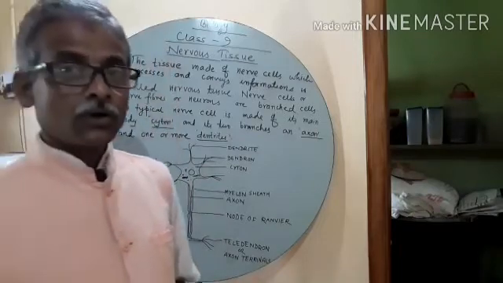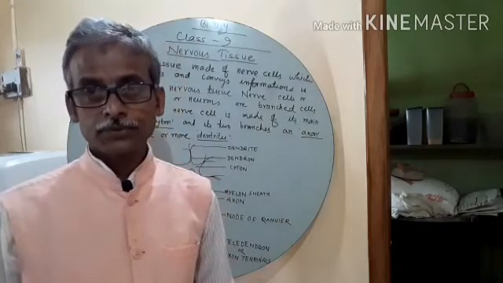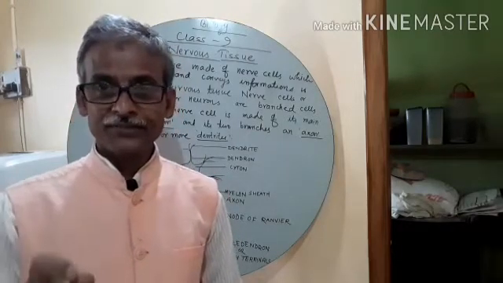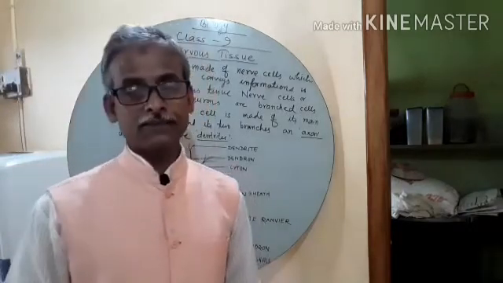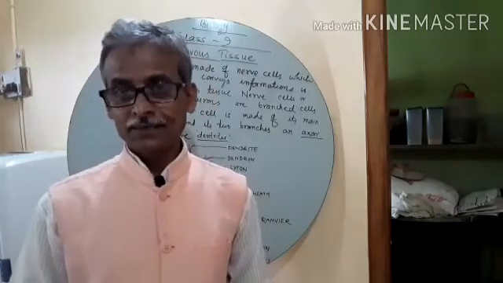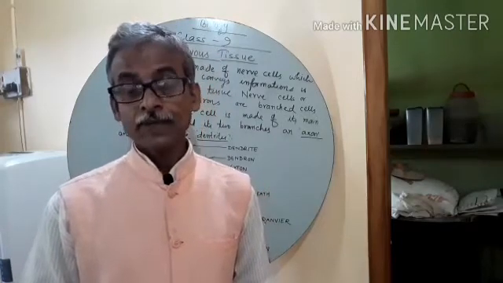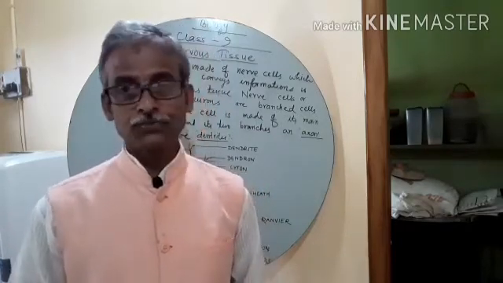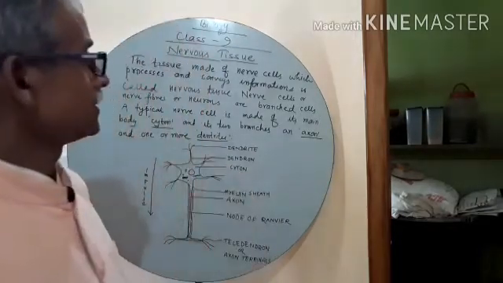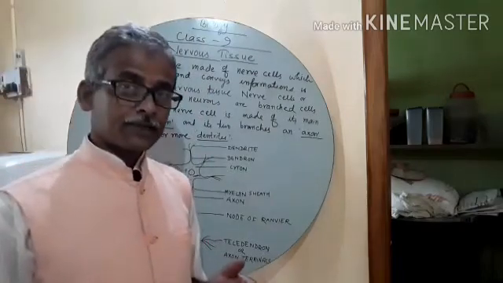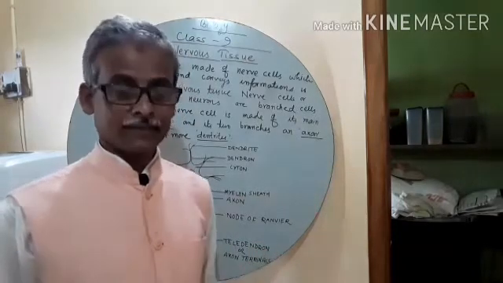Actually, all these incidences are the work of a special type of cells, a network of special type of cells. Those cells are nerve cells or neurons or nerve fibers. These cells make a special tissue that is known as nervous tissue. These nerve cells are branched cells.